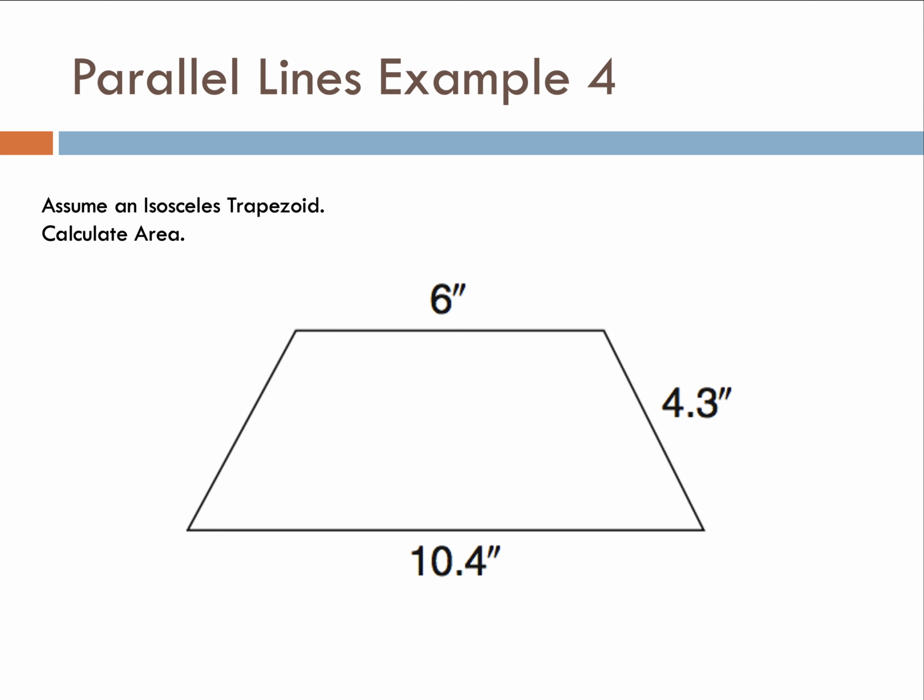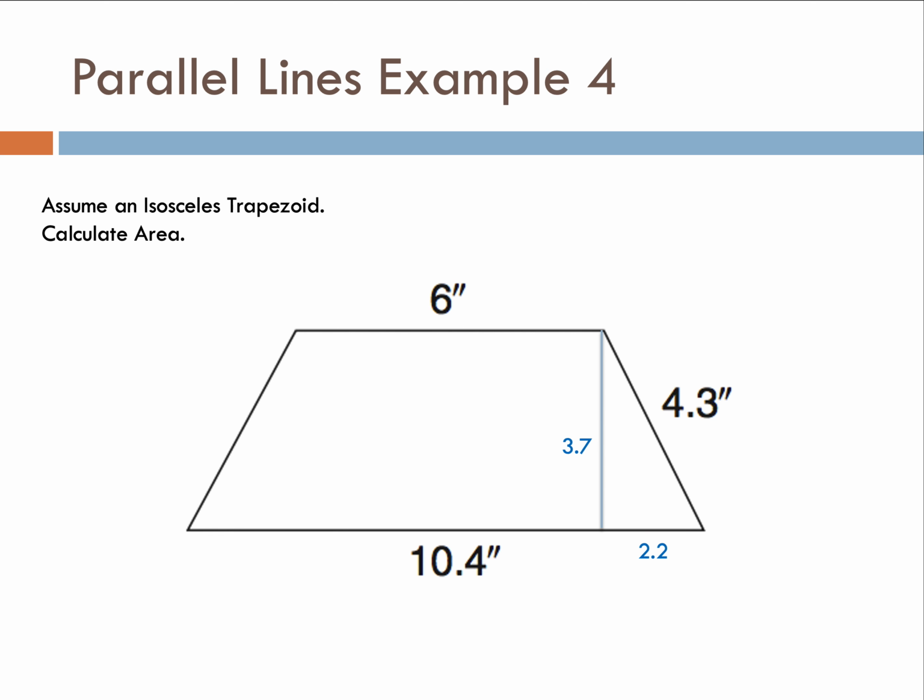All right, here we're supposed to assume an isosceles trapezoid. That means that the base angles are equal. And we need to calculate the area. To calculate the area of a trapezoid, we add the bases together, we multiply by the height and divide by 2. So I'm going to draw a line in here for the height of the trapezoid. And then I'll calculate the distance from right here to be 2.2. I got that by finding the difference between the top and the bottom, 10.4 minus 6, and then dividing that difference by 2.